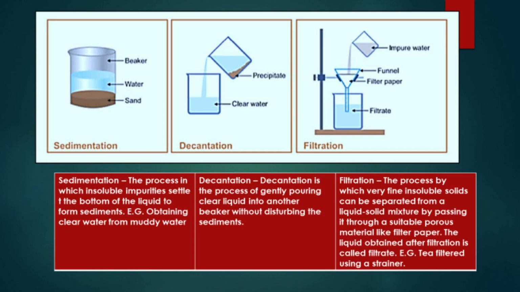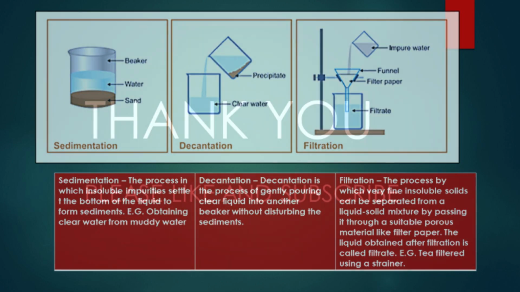Sedimentation is the process in which insoluble impurities settle to the bottom of the liquid to form sediments. Example: obtaining clear water from muddy water. Decantation is the process of gently pouring clear liquid into another beaker without disturbing the sediments. Filtration is the process by which very fine insoluble solids can be separated from a liquid-solid mixture by passing it through a suitable porous material like filter paper. The liquid obtained after filtration is called filtrate. Example: tea filtered using a strainer.